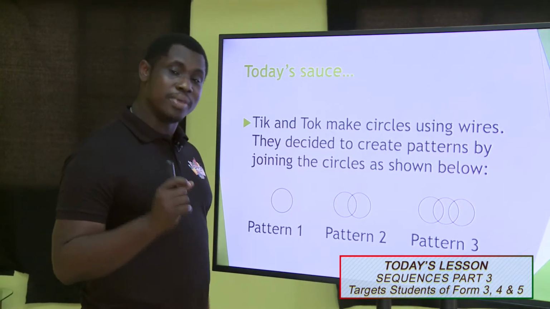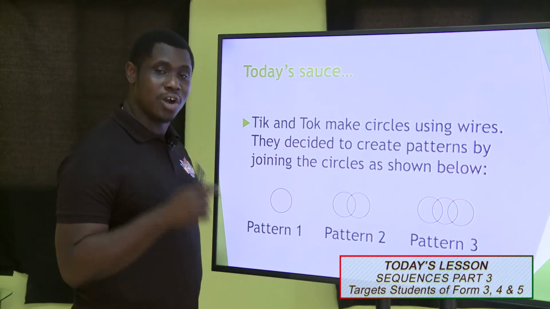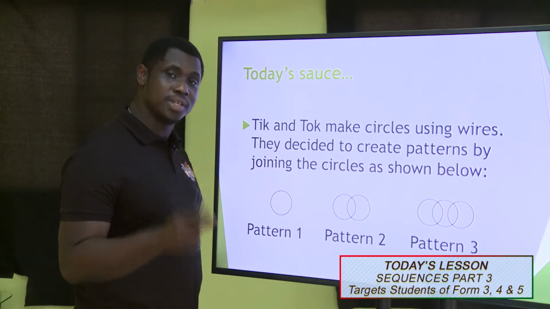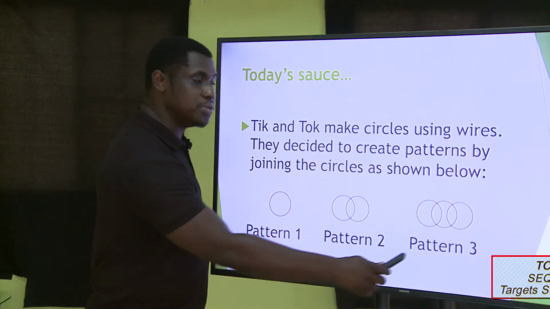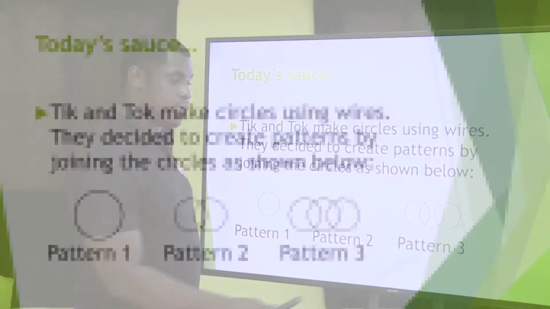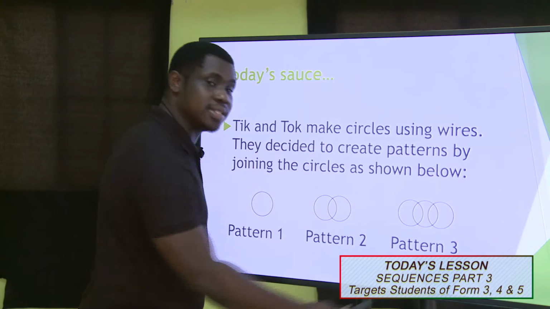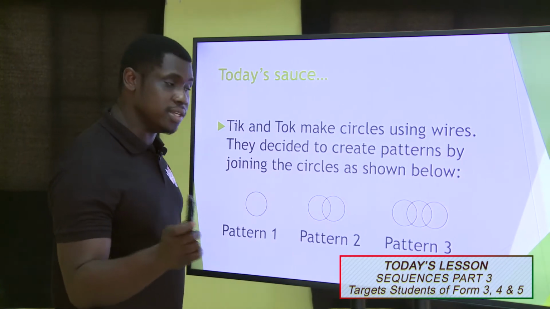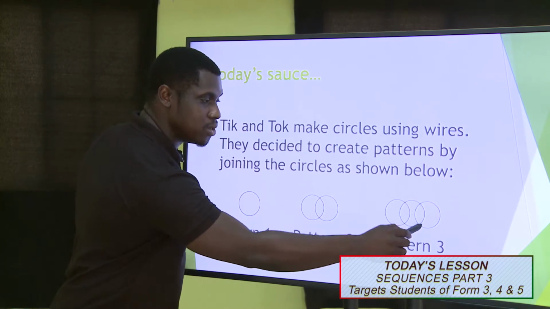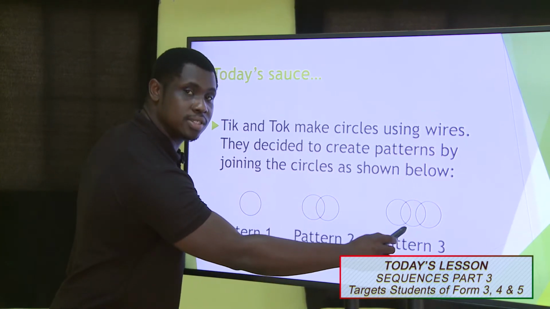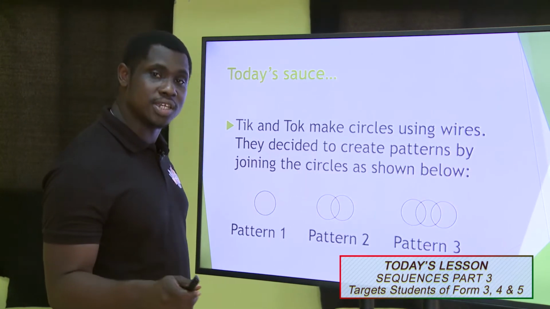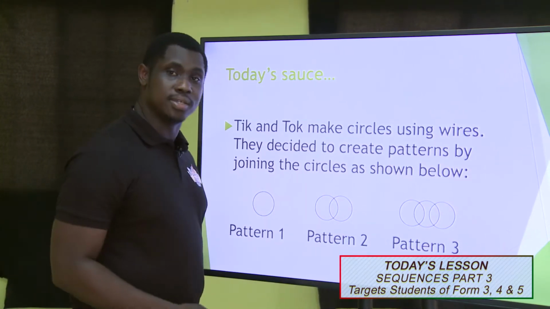Tick wanted to bend another wire to form a third circle. So he took his wire, bent it, formed a circle, and decided to put it together with the two circles that were already existing, which is illustrated in the third pattern. If we look closely, lines meet at 1, 2, 3, 4 points. Therefore, there are 4 points of intersection in this third pattern.